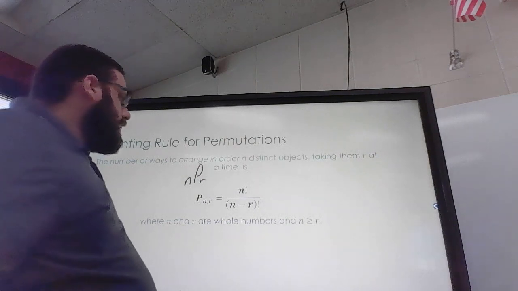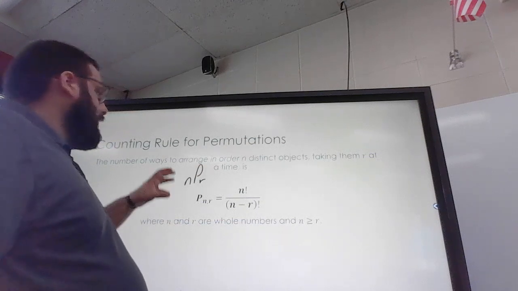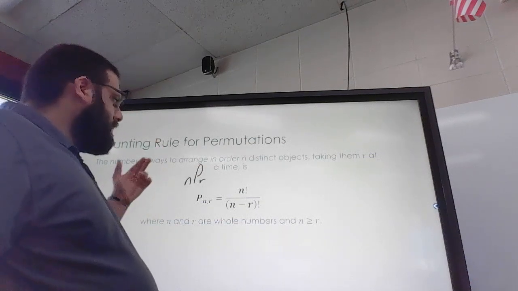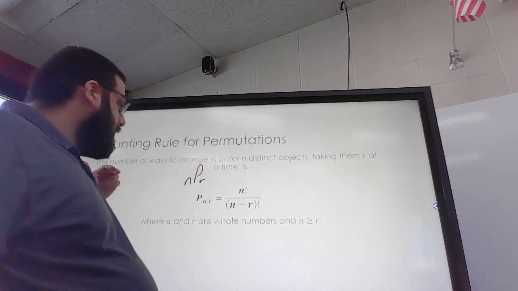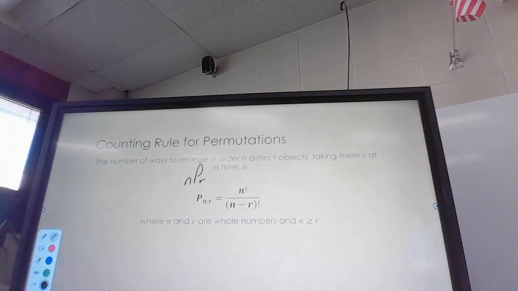But the way that we calculate that is we take n factorial divided by n minus r factorial. Again, n and r are whole numbers.